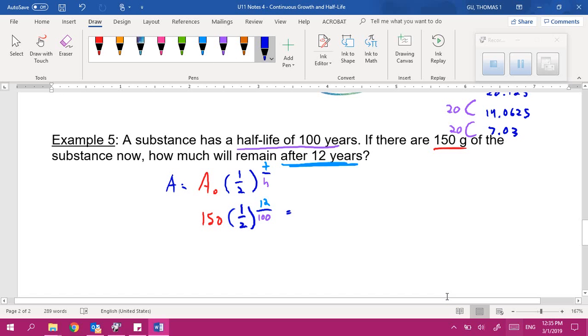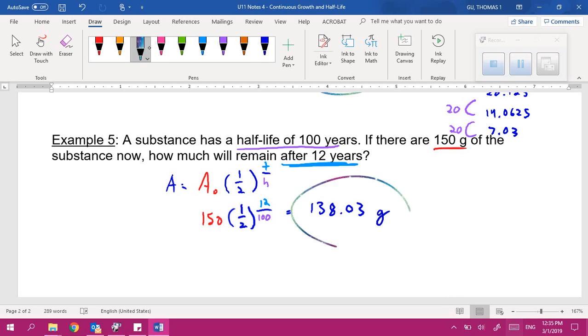So there you go. That's the equation that you would use to find the answer. 150 times 1/2 raised to the 12 over 100. So what is that answer going to be? 138. Right, 138.03. And what are my units? No. That would be completely off. So make sure you do use the right units, okay? It is 138.03 grams. So that is the half-life formula.